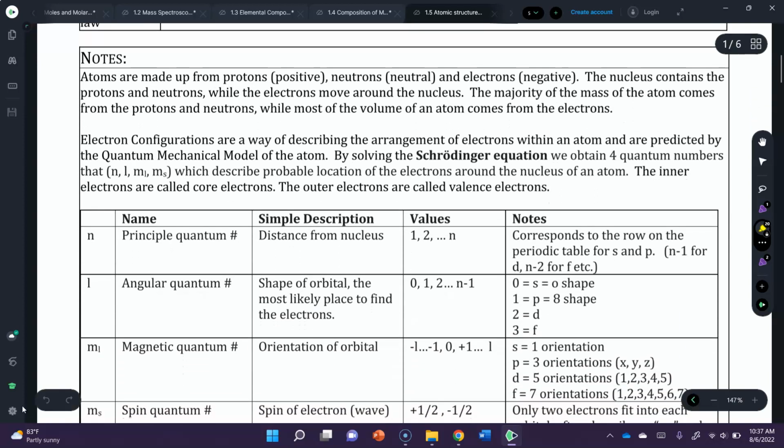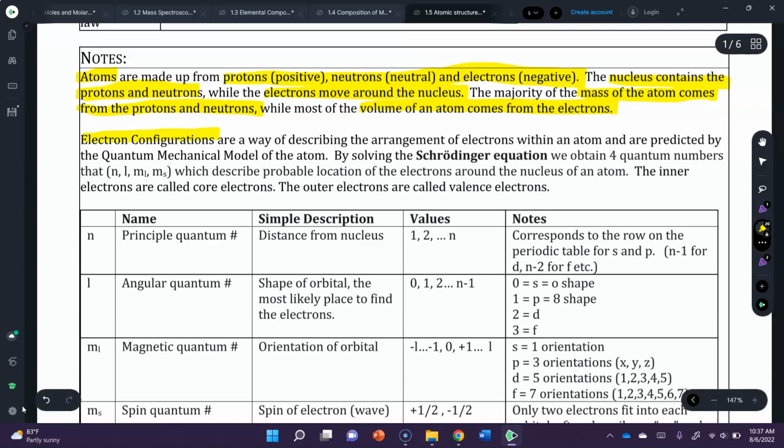So, looking at our notes, atoms are made up of protons, which are positive, neutrons, which are neutral, and negative electrons. The nucleus contains the protons and neutrons, while electrons move around the nucleus in an electron cloud. The majority of the mass of an atom comes from the protons and neutrons, while most of the volume of an atom comes from the electrons flying around in the electron cloud.